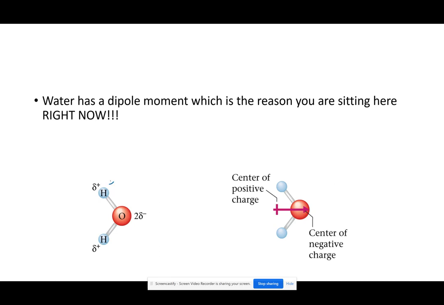oxygen's more electronegative than hydrogen. And so on each hydrogen, there is a dipole moment. And they kind of add together. So they're both pointing at the oxygen. They add together to make one big dipole moment that goes that way.